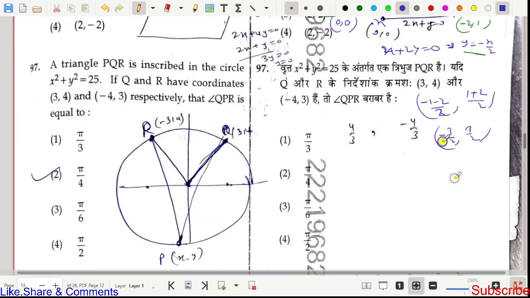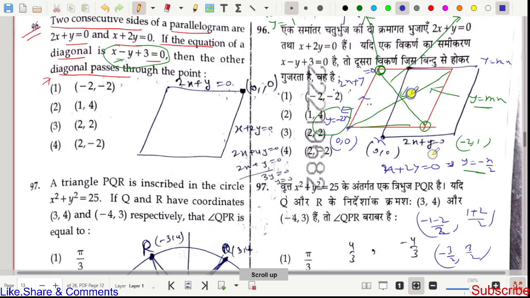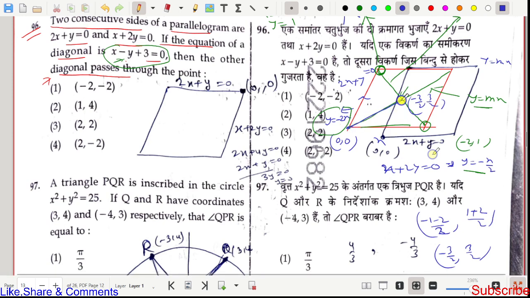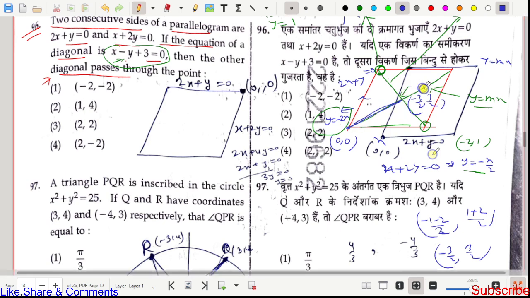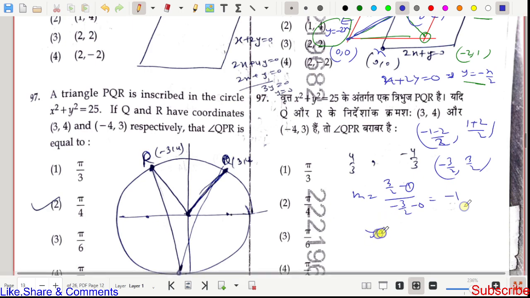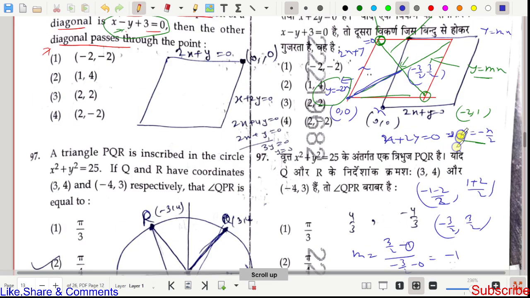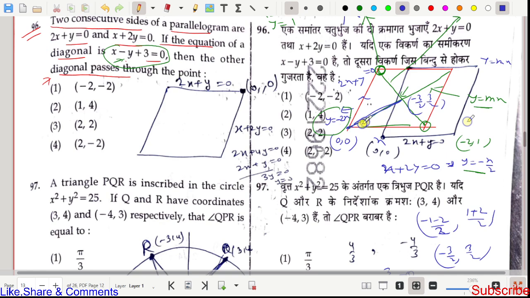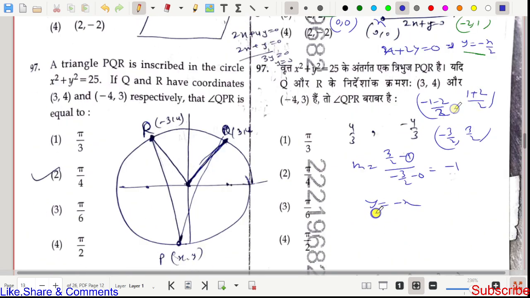That means this point we got is minus 3 by 2, 3 by 2. So we can find the slope of this line. Clear? y2 minus y1 by x2 minus x1, this way. So it will be 3 by 2 minus 0 by minus 3 by 2 minus 0. So it will be minus 1. So the equation will be y equals minus x, since the slope is minus 1 and this is passing through the origin, so it will be of the form y equals mx. So we got y equals minus x.